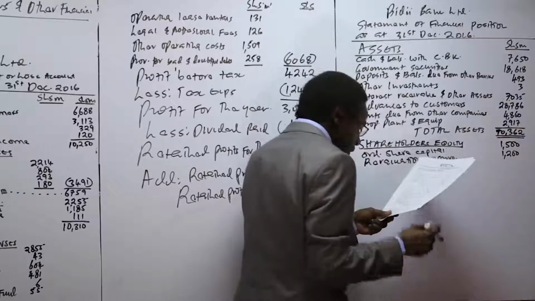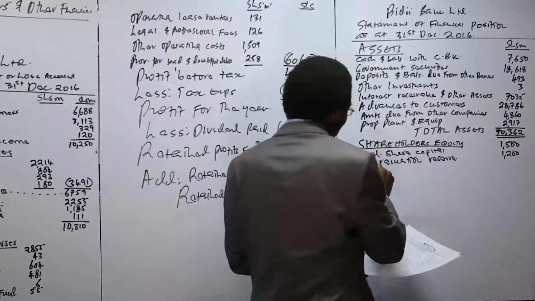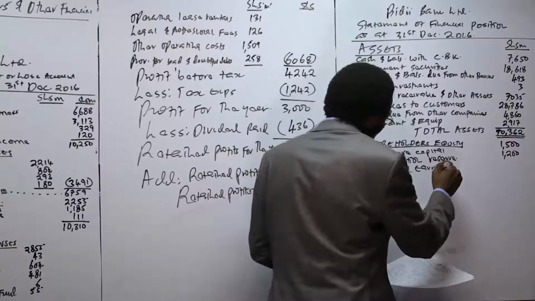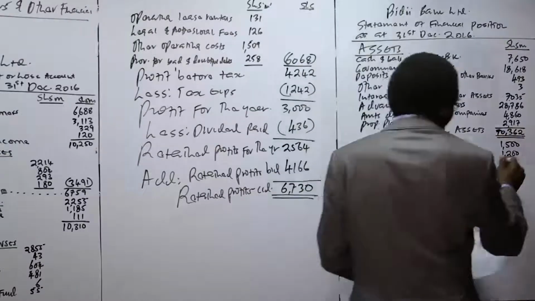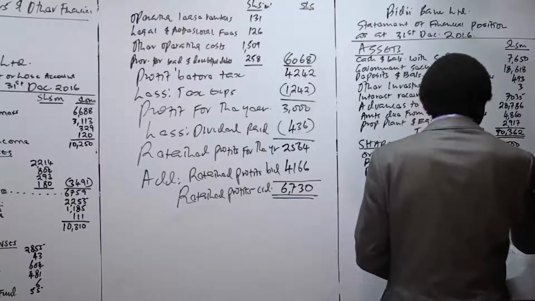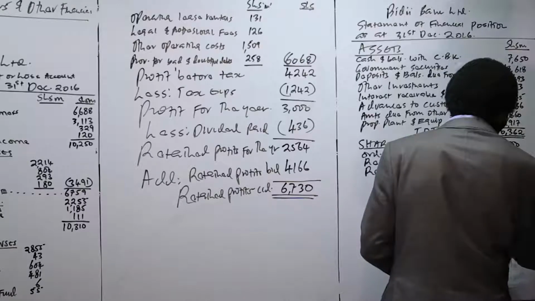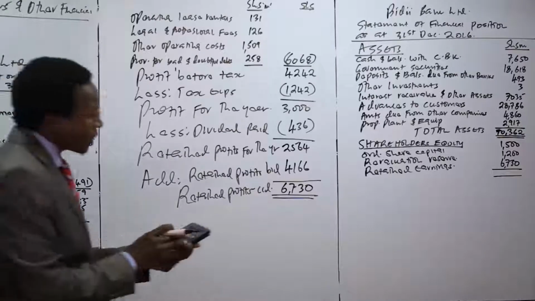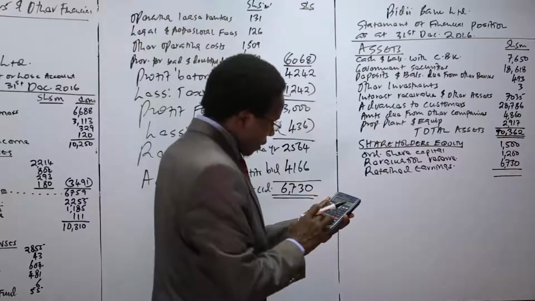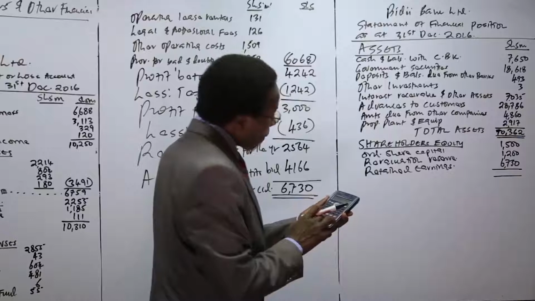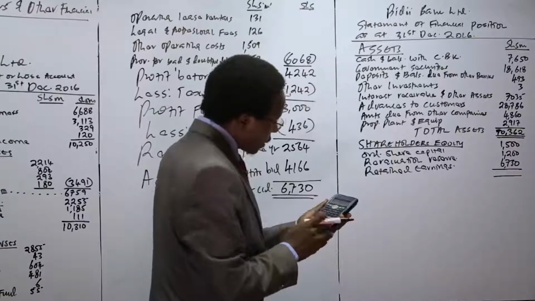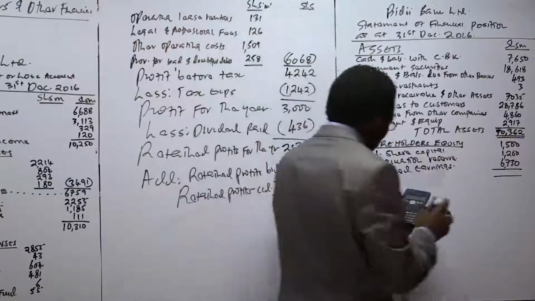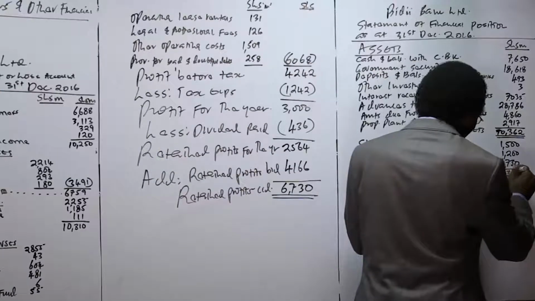Then we also have something to do with retained earnings. The adjusted figure for retained earnings. We didn't have share premium, so 6730. Then we'll want to determine the total equity. I take my calculator here, friends, and say we have 1500 plus 1200 plus 6730. Perfect. So we have it as 9430.